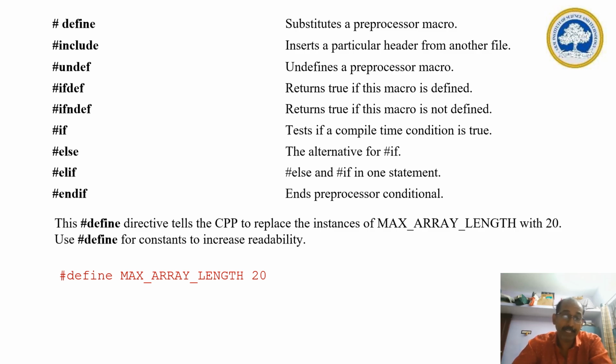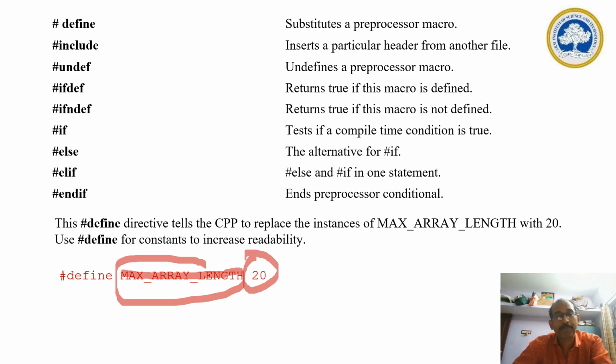This #define directive tells the compiler to replace the instances of MAX_ARRAY_LENGTH with 20. Look at this, #define MAX_ARRAY_LENGTH 20. So here, this MAX_ARRAY_LENGTH is replaced by the value of 20. Right? This is very important. So during the preprocessing time, before the compilation, this has been done.